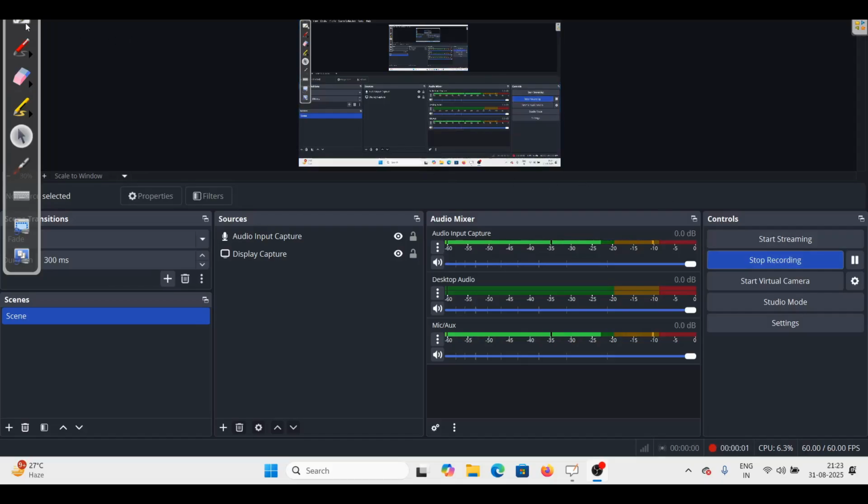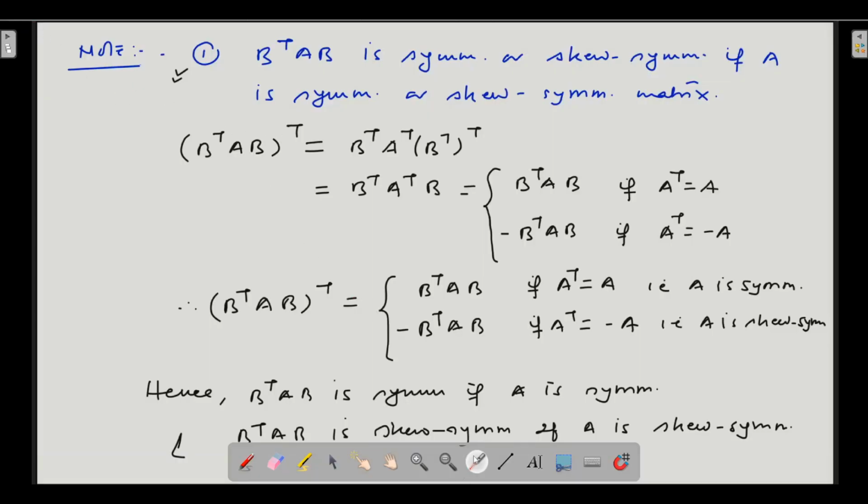Let's learn about lecture 32 of matrices. So there is one note written over here. The note says that this particular product B transpose AB will be symmetric if A is symmetric, and this same product will be skew symmetric if A is skew symmetric. Okay, so let us learn this particular property's proof.